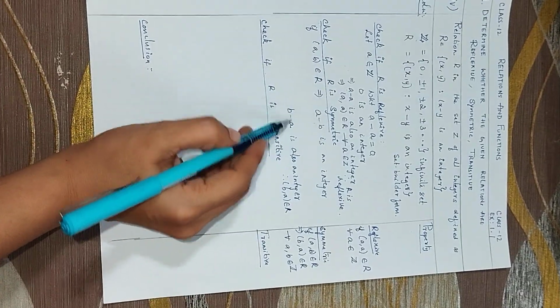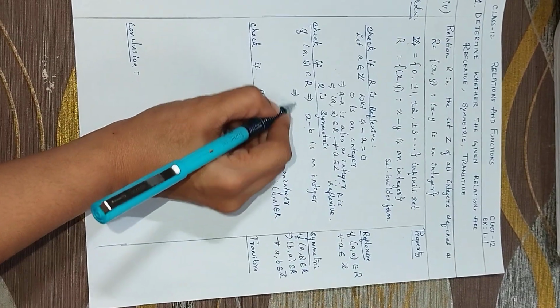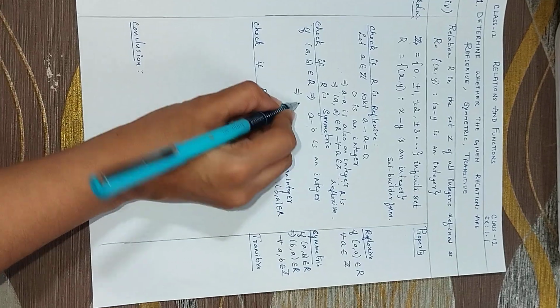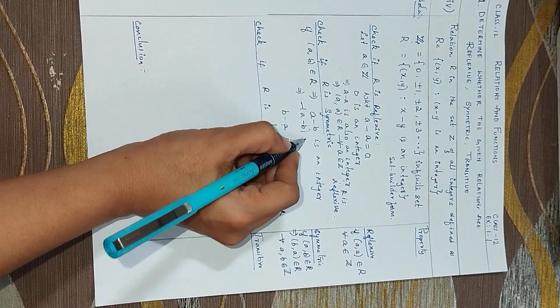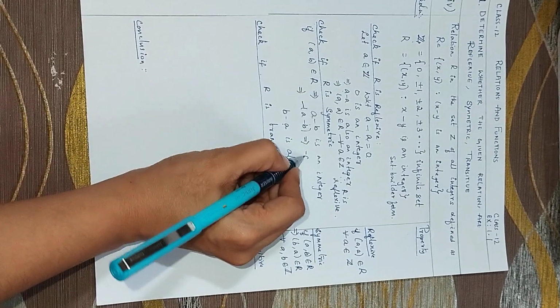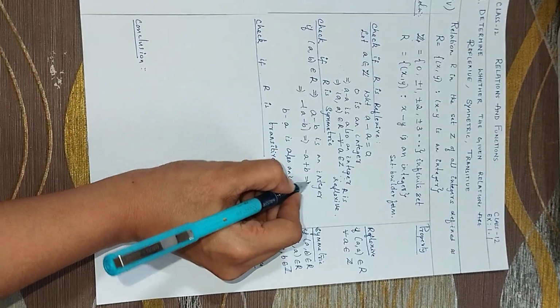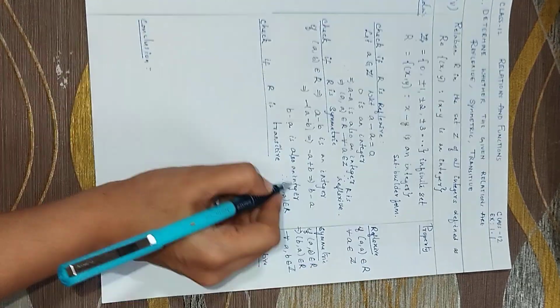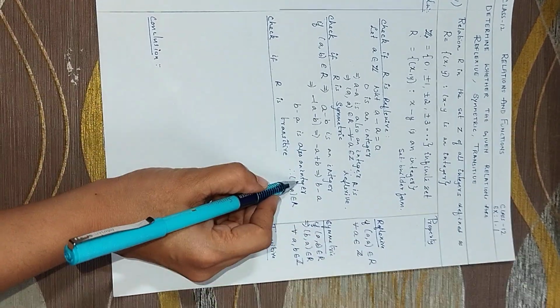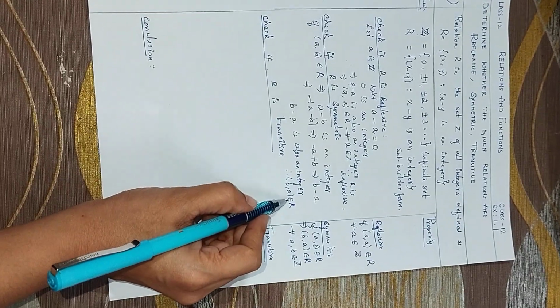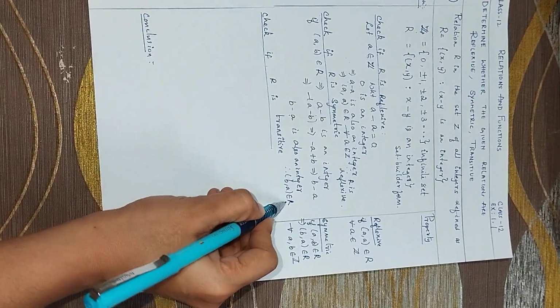So if you observe this, what we can do here is, if we just take the negative of a minus b, minus of (a minus b), we will get minus a plus b, which is nothing but b minus a, right? So this clearly shows that b minus a is also an integer. So (b, a) belongs to R.